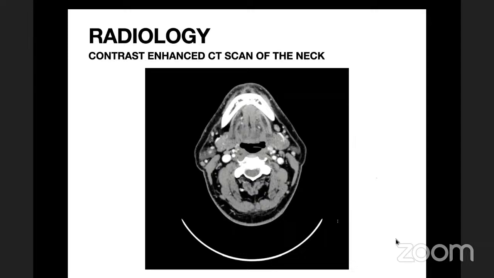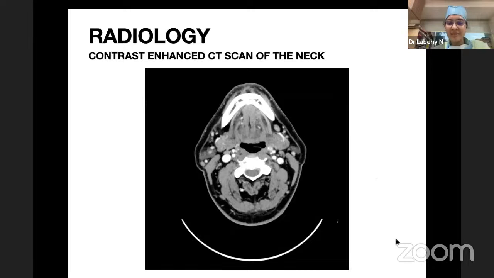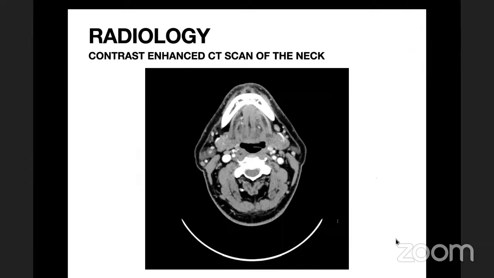Even if it is possible, if the primary was smaller, it's still not considered an organ preservation surgery. It is not an organ preservation surgery. Why? Ask her why, Labdi. Because we are removing the entire larynx and there is a permanent tracheostoma. Absolutely. Any procedure which ends up with a permanent tracheostoma is not an organ preservation procedure.